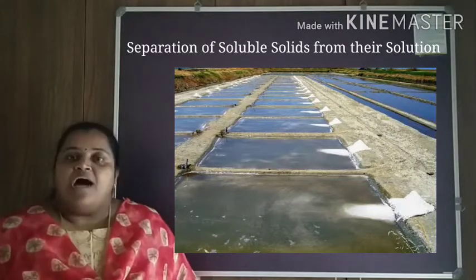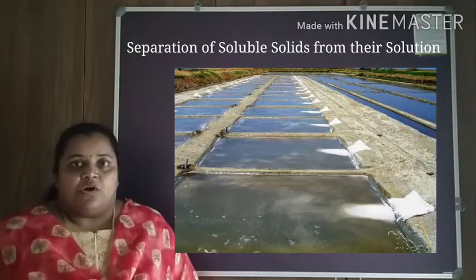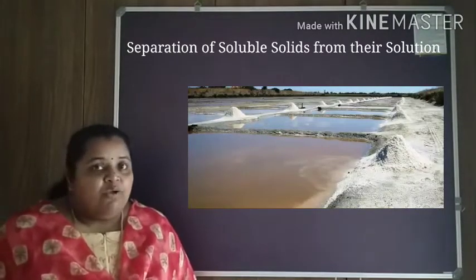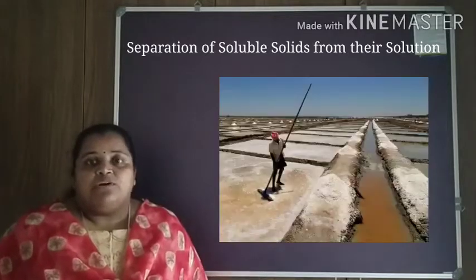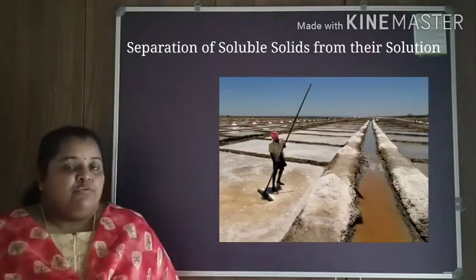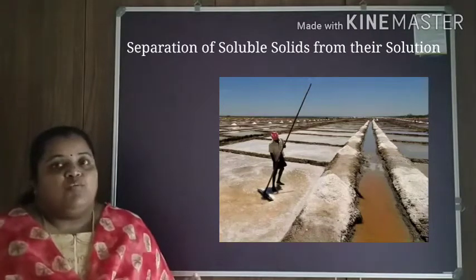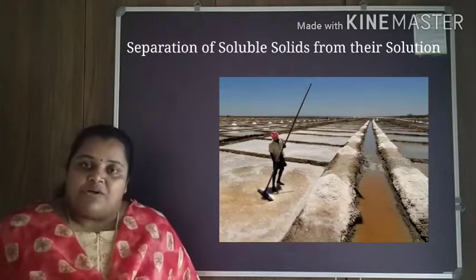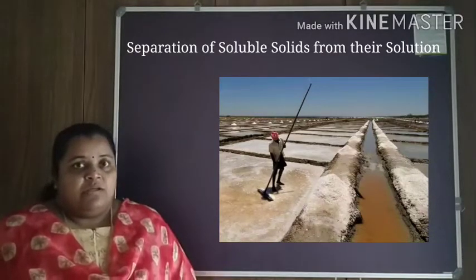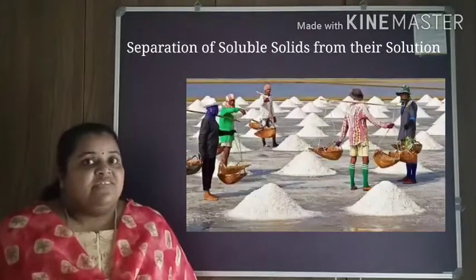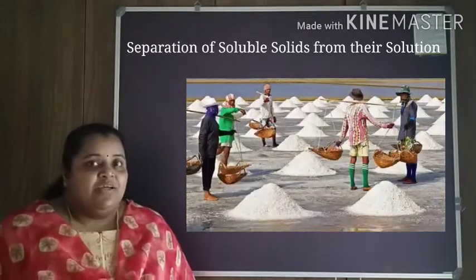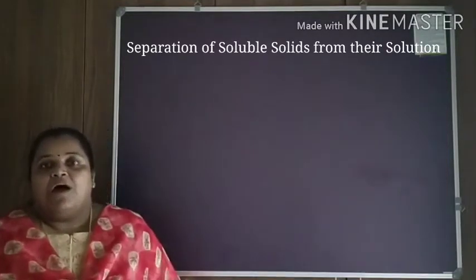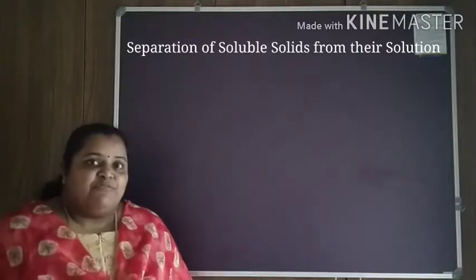Seawater contains a large amount of dissolved salt in it. Seawater is collected in shallow pits and allowed to stand in the sunlight for a few days. The seawater gets evaporated, leaving behind the dissolved salt present in it. This salt obtained is then purified to get the common salt. I hope everyone understood how common salt is obtained from seawater.